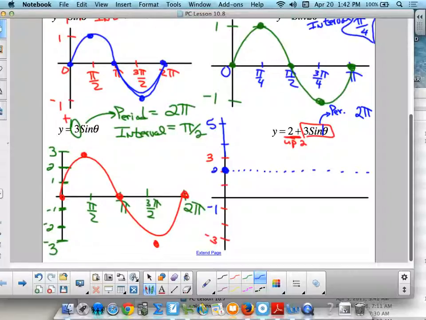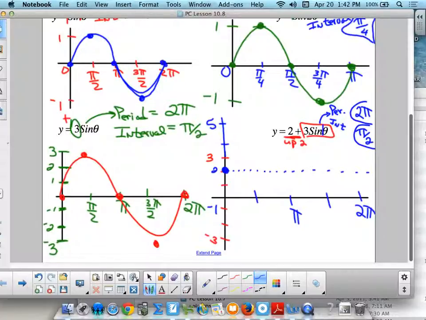Two pi. Yes? What's the interval? Pi over 2. There you go. So 2 pi here, pi there.